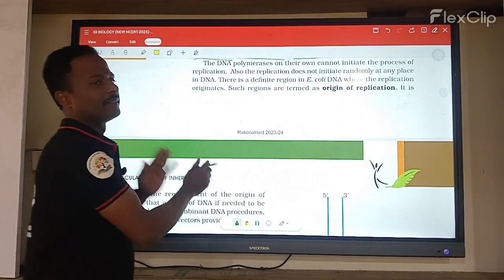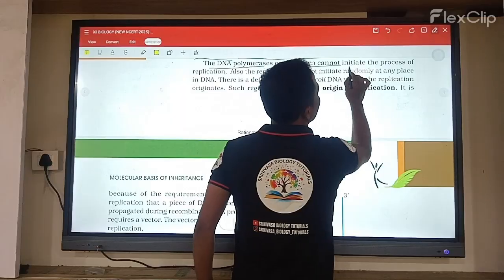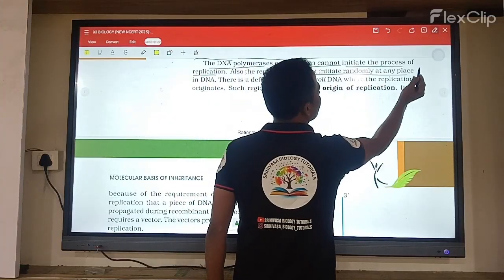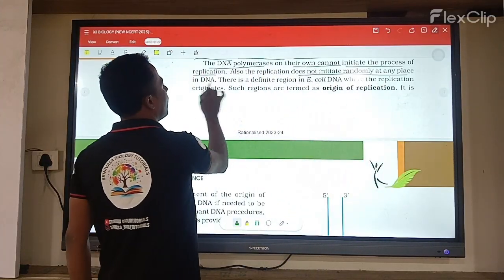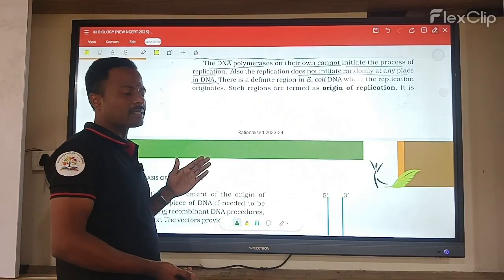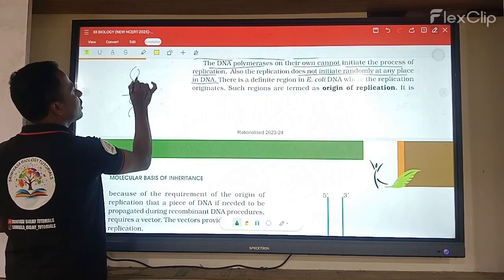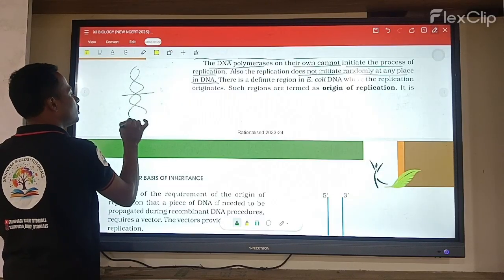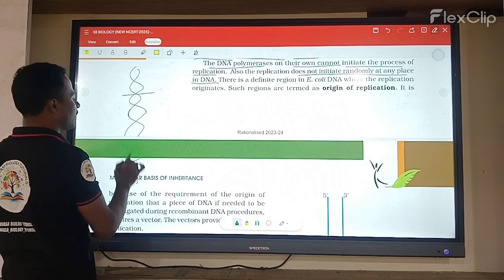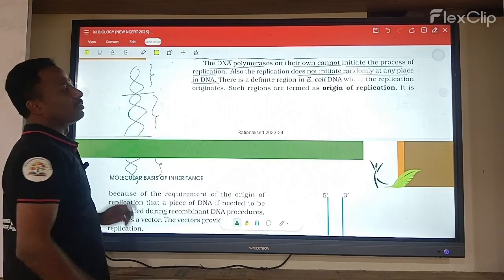Next, the DNA polymerase on its own cannot initiate the process of replication. Also, replication does not initiate randomly at any place on the DNA. It takes place at one site: first from here to here the replication will be done, after that from here to here, and after that is complete, from here to here.